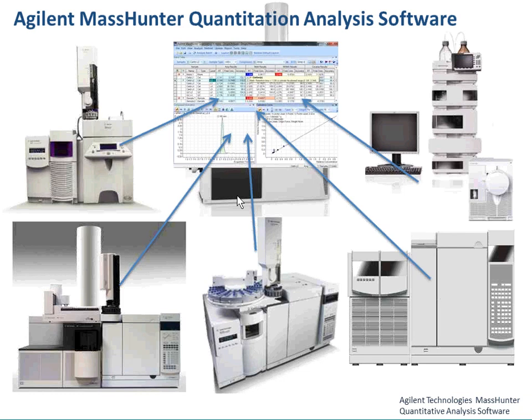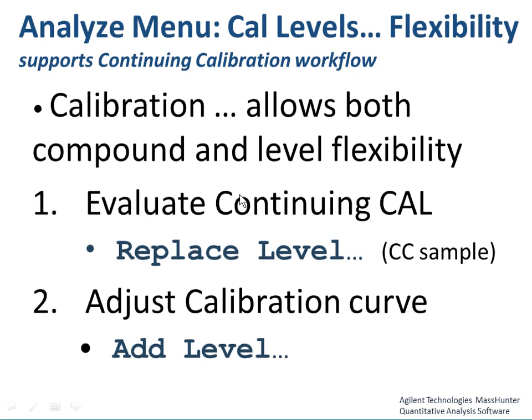With the GC mass spectrometer and its retention time reproducibility, the calibration can hold for a long time. The Analyze menu offers calibration level commands. And this flexibility that's been added here supports continuing calibration workflow. The calibration choices allow both the flexibility of adjusting by compound, which has been around, but also now the flexibility of adjusting by level. Now that is essential for the continuing cal workflow.